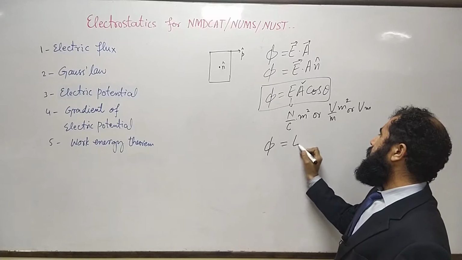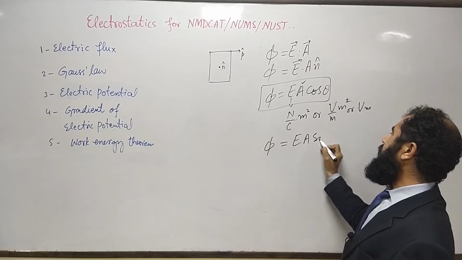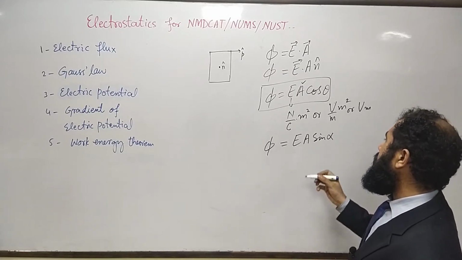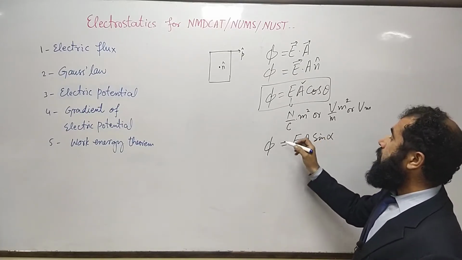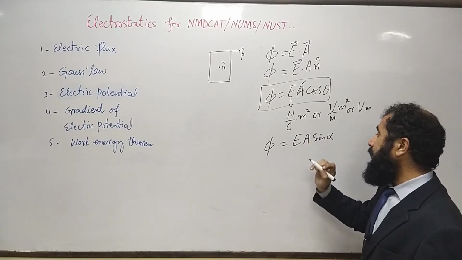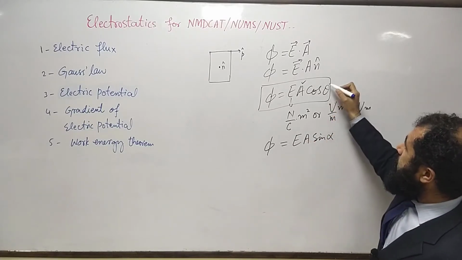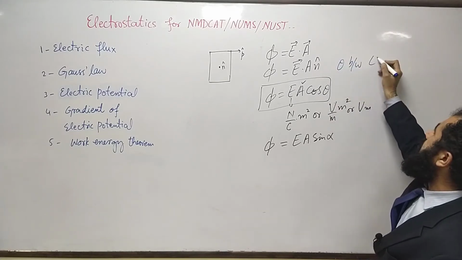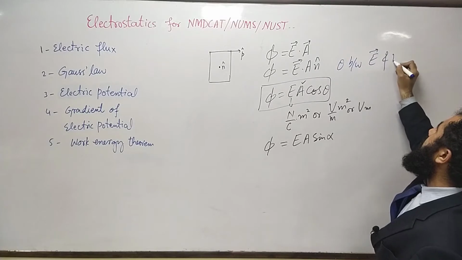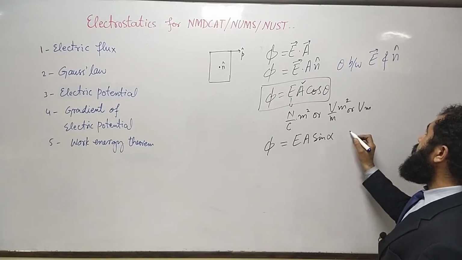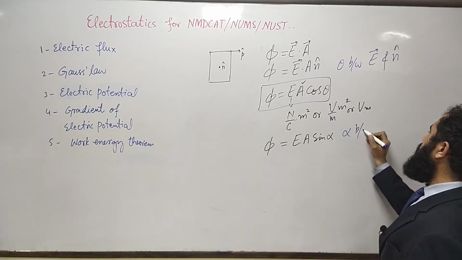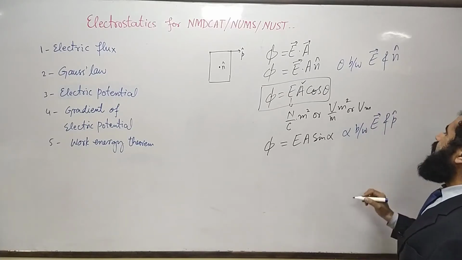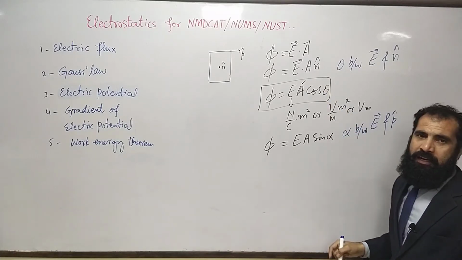And then you can also express the same electric flux by this formula, EA sine of alpha. Alpha is now the angle between the plane and the electric field lines, because theta is the angle between electric field intensity and the normal of the plane, and alpha is the angle between electric field lines and the plane of that area.